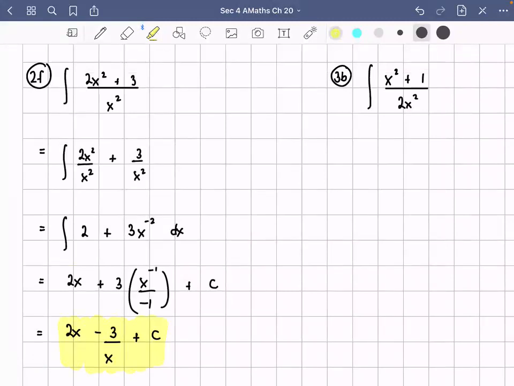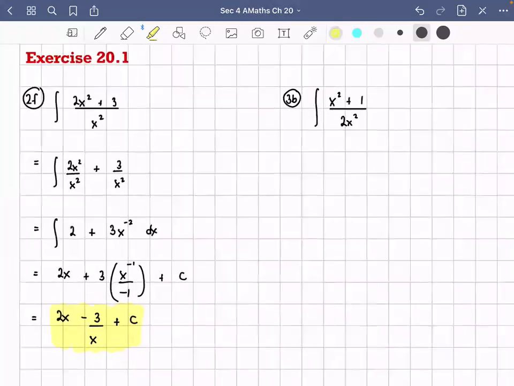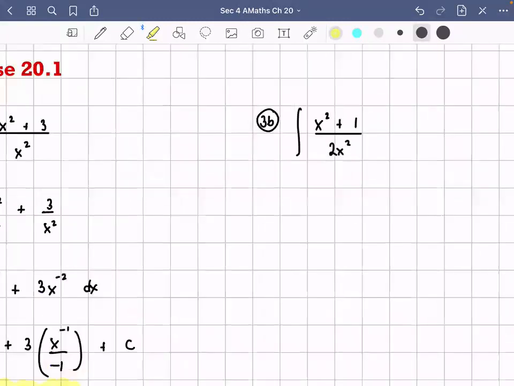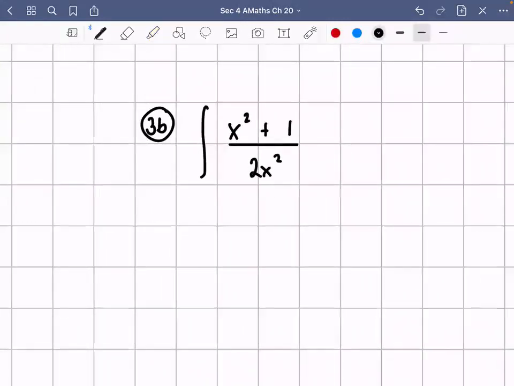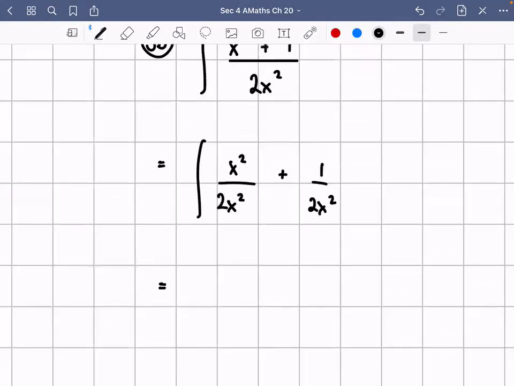So SL, we had a few examples with fractions now. So let's have 3B. Your question is the antiderivative of x squared plus 1 over 2x squared. So what do we do from here? We just rewrite the question. It becomes x squared over 2x squared plus 1 over 2x squared. So what happens now? What is your new question?